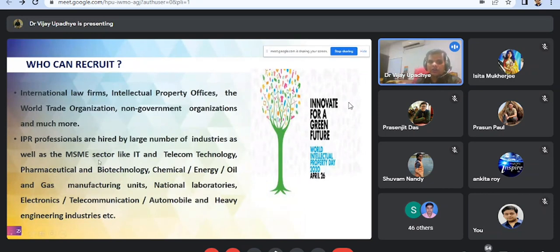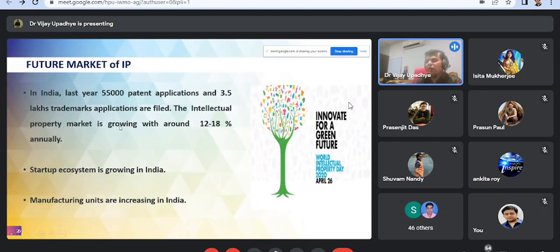So who can recruit? Any MSME sector will give you a job, as will the IT sector, telecom, biotechnology, and the chemical field. So you understand that IPR is for all. Any sector, whether government, non-government, or WTO, you can apply for WTO also. Being a patent or IP agent gives you prestige and standing.